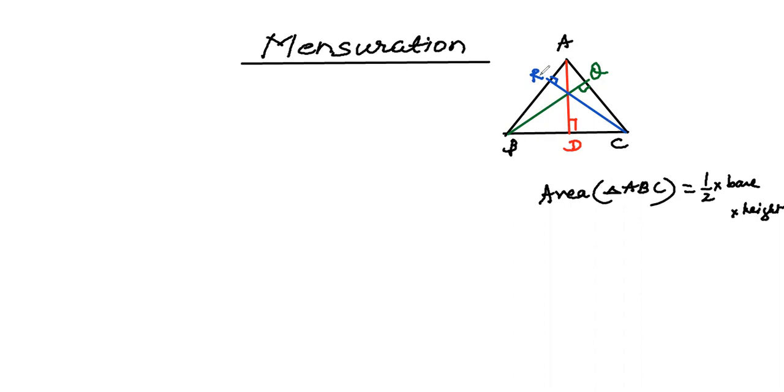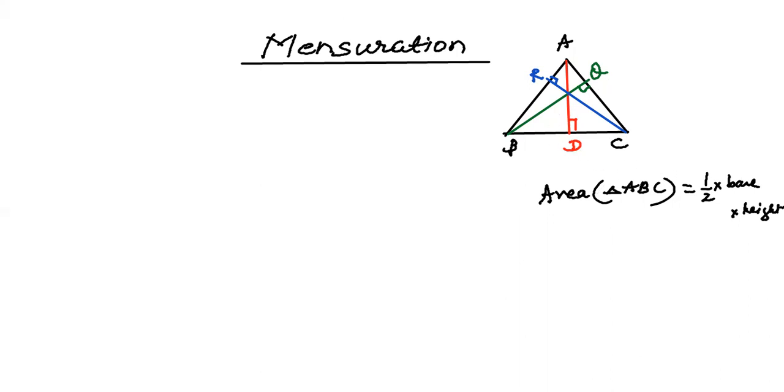That means take as the base the side on which the height is drawn. So suppose AD is the height, which is the base? BC. If BQ is the height, which is the base? AC. If CR is the height, which is the base? AB. Got it? So you know which base and height to select; the corresponding base and height will be given. Using that, you can find the area of a triangle. So area of a triangle is half base into height.